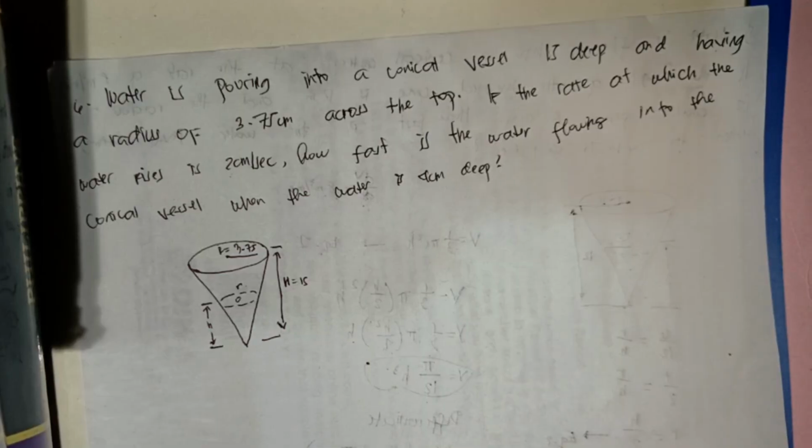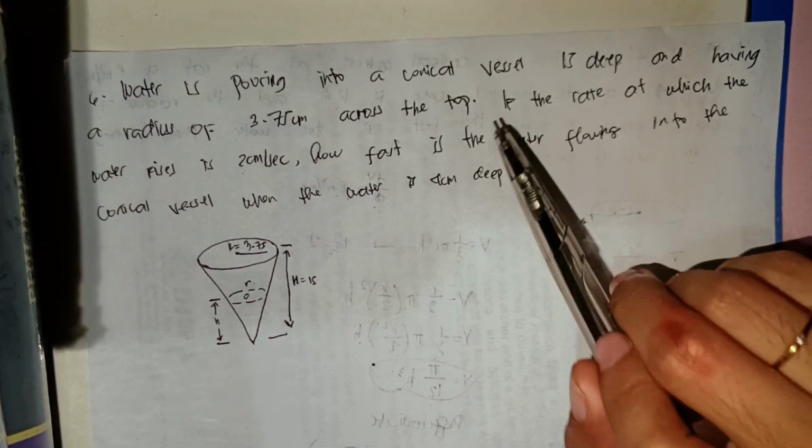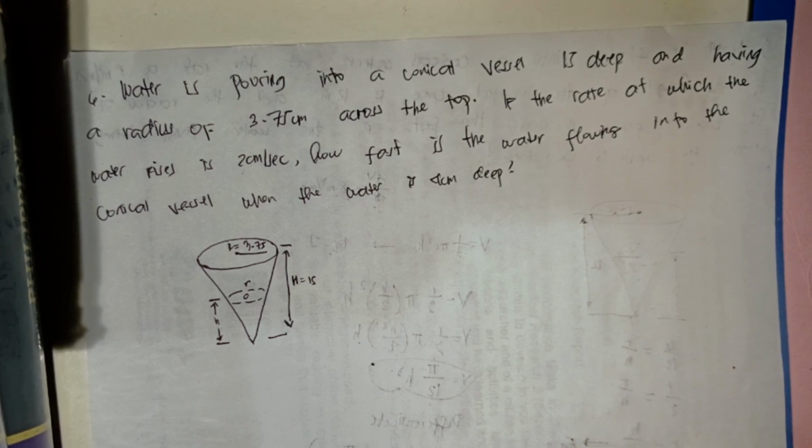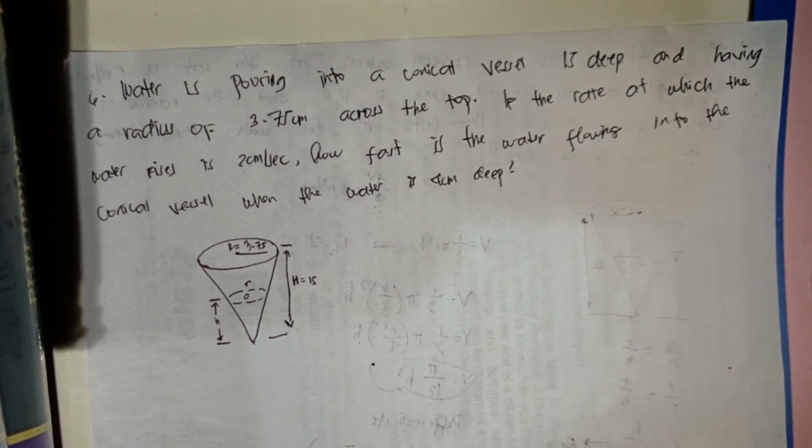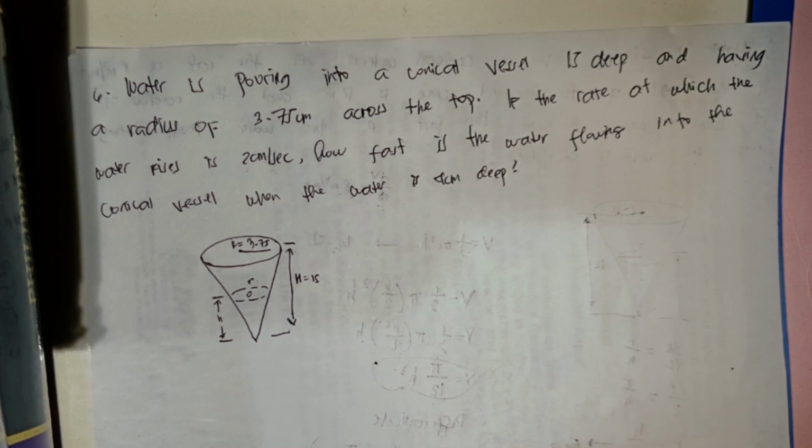Next is: water is pouring into a conical vessel 15 cm deep and having a radius of 3.75 cm across the top. If the rate at which the water rises is 2 cm per second, how fast is the water flowing into the conical vessel when the water is 4 cm deep?